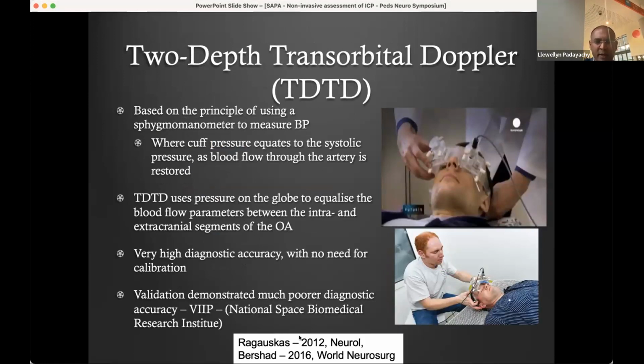You can see this by a guy called Aminaz Ragauskas. It was verified by the NASA group in Texas, and they found it to be not that useful. And a lot of the diagnostic accuracy claimed initially, they found to be not that useful. So again, a useful technique, but I think the technology has been taken off the market now.